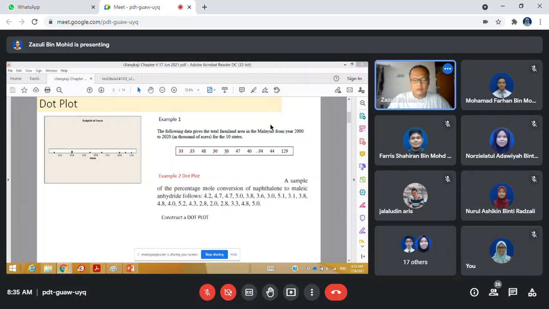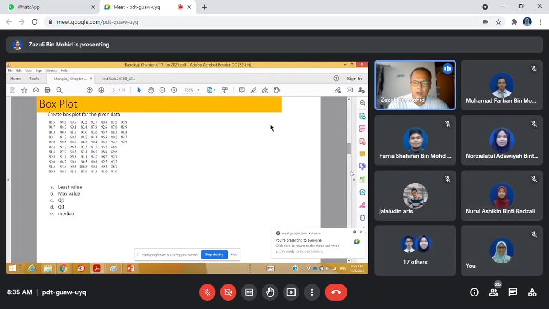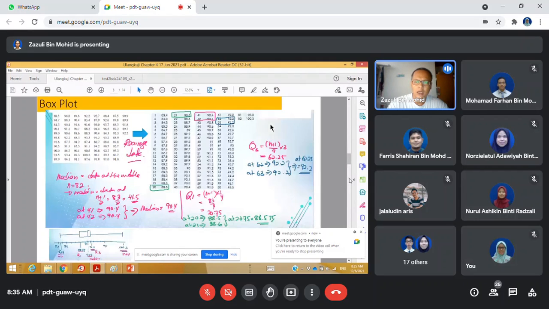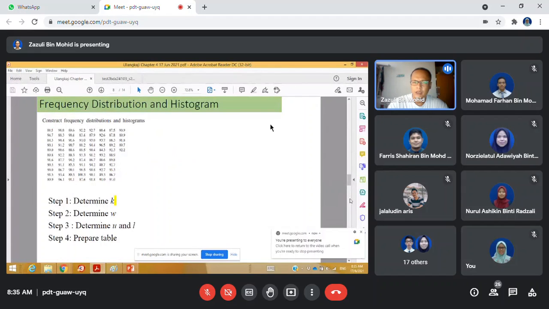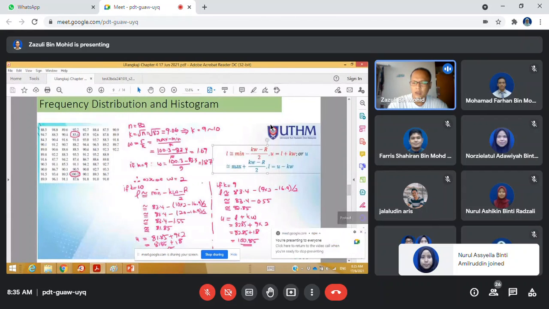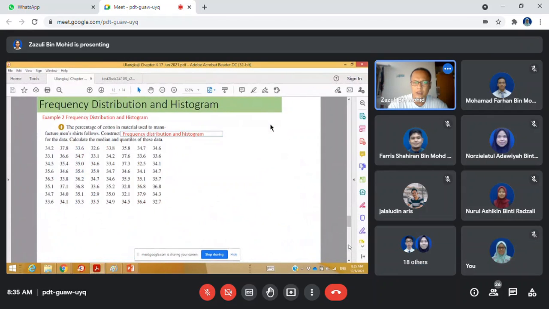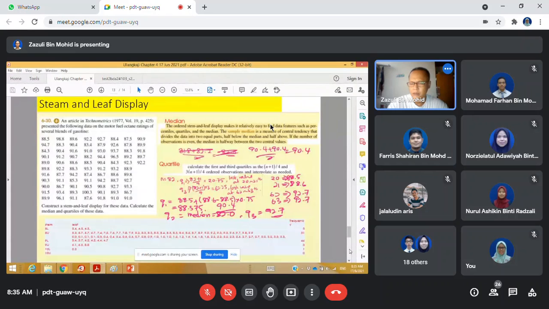So one, we have the dot plot. The other is we also have the scatter diagram, and then we have the box plots, and we have the histogram, and also other than that we also have the stem and leaf display. Okay.